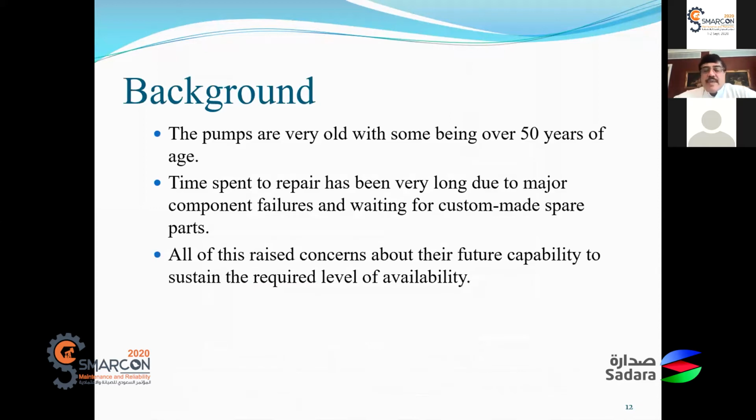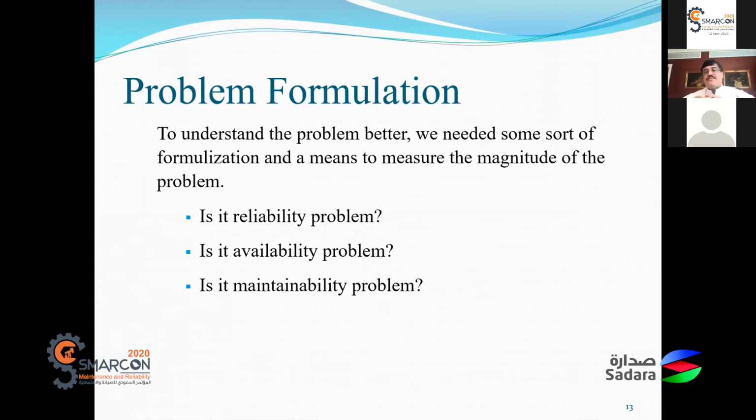These pumps are very old, over 50 years of age, and the time spent to repair them took a very long time due to major component failures and waiting for custom-made spare parts and so on. All of this raised concerns about their capability to sustain the required level of availability.